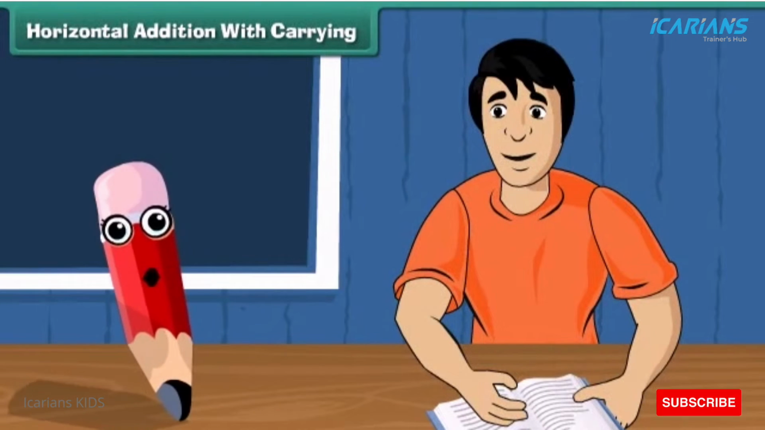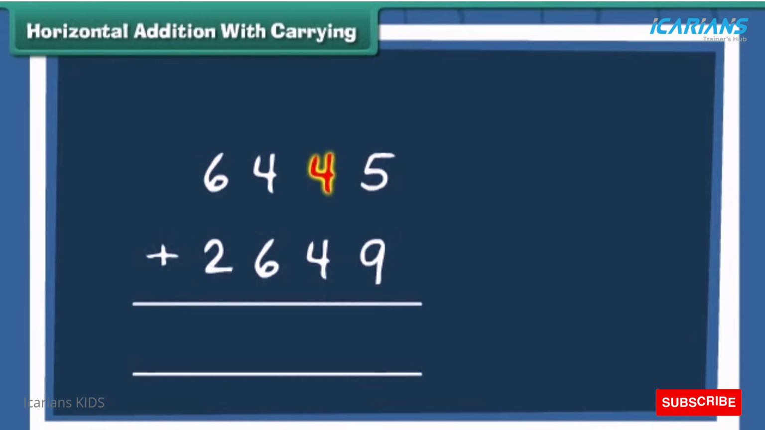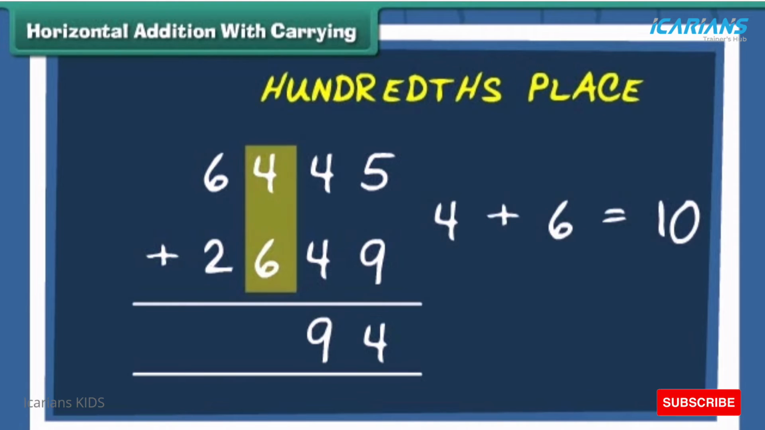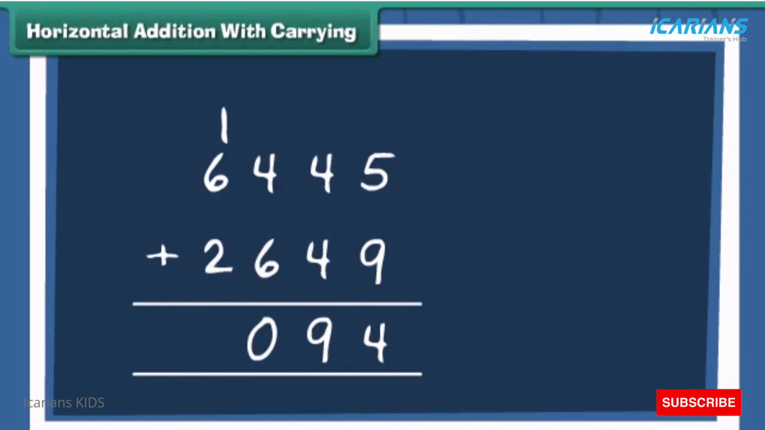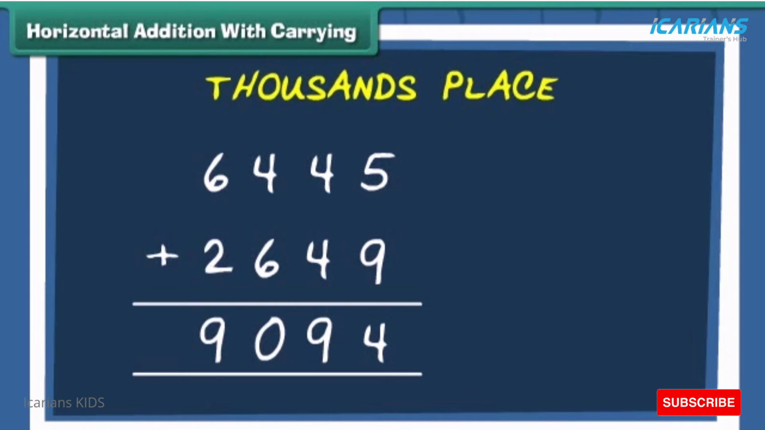Let us practice one more example with a bit of a twist. We have 2 numbers 6445 and 2649. Add the numbers at ones place. Now carry 1 to the tens place. Add the tens. Then add the numbers at hundreds place. We have 1 number carried on to thousands place. Add thousands to make the right final answer. So, the answer to the problem is 9094.